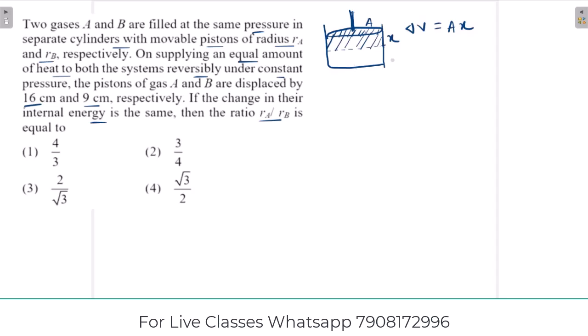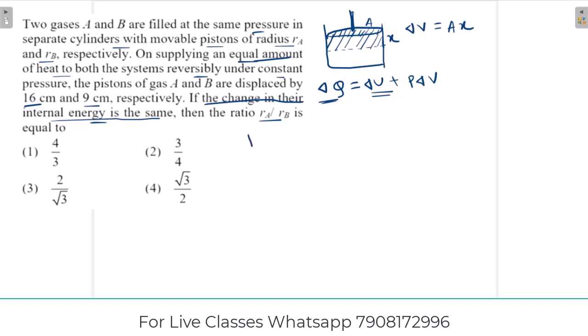Area into the displacement. Now, there are two gases A and B and both are at the same pressure, and both are applied an equal amount of heat. Now, we know from the first law of thermodynamics that delta Q is equal to delta U plus work done, that is P delta V. Now, both are given an equal amount of heat. So, delta Q is same for both, and if the change in their internal energy is the same, so the delta U part is also same. So, P dV is also same.